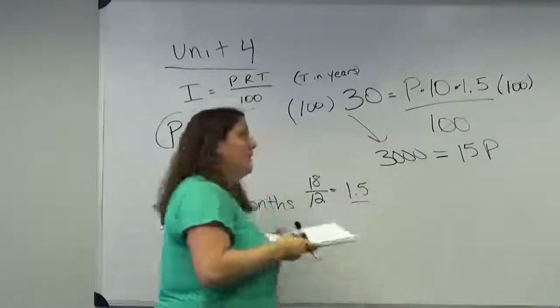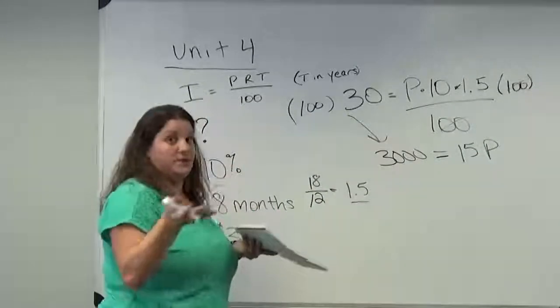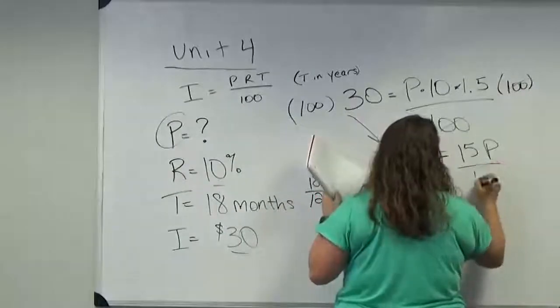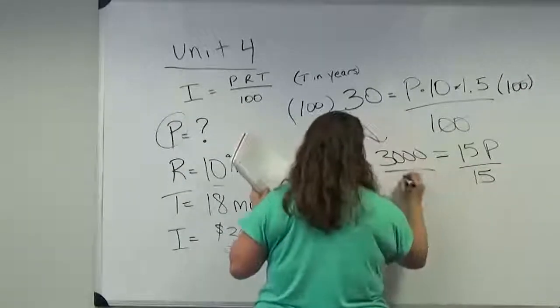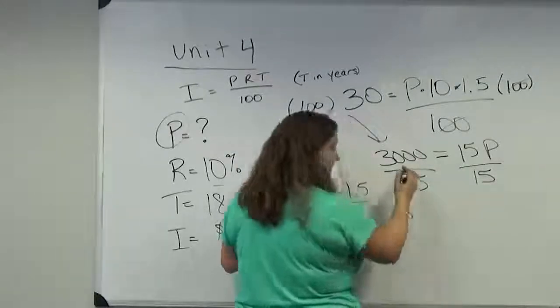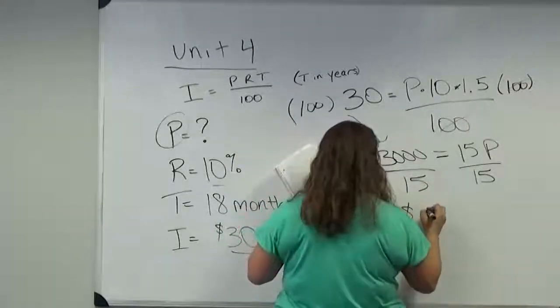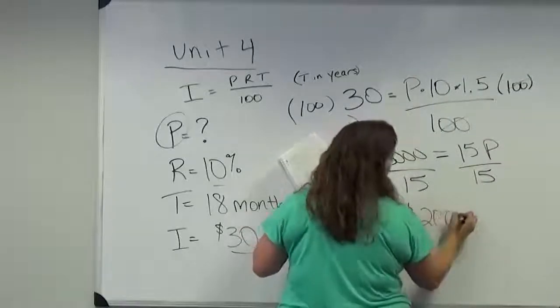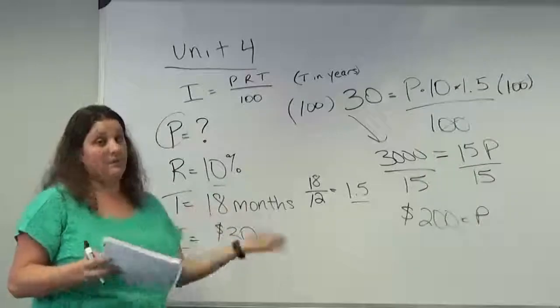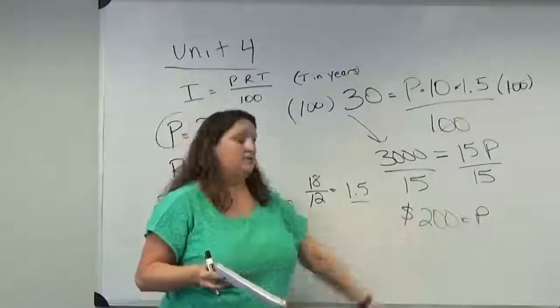15p. And we need to solve for p, but now it's simply just isolating the variable by dividing each side by 15. And when you divide 3,000 by 15, you get 200. So the principal that you have remaining on whatever that item is, is $200.